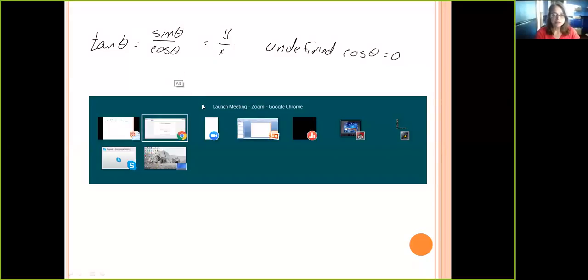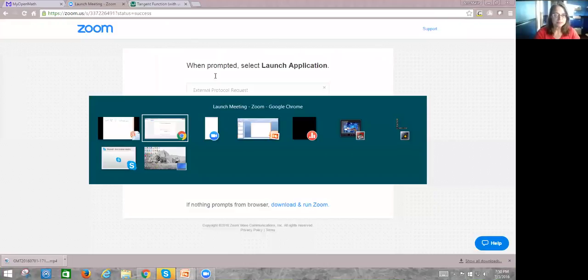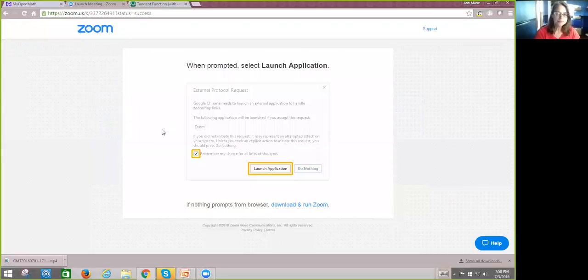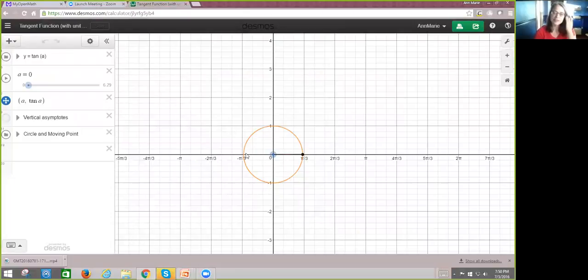So let's go out to my Desmos, which is right here. And let's just take a look at this. So I've got our unit circle. And as I let this point go around the circle, we are going to develop the tangent function. So here we go. The other thing I want you to think about is, since we said that the tangent is equal to y over x, that should make you think of the slope of this line from the origin to the point.